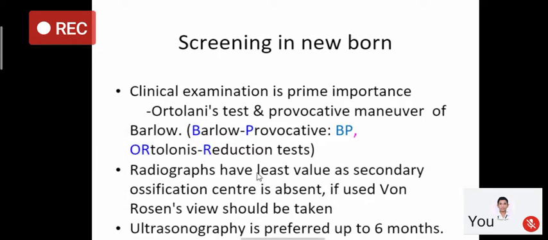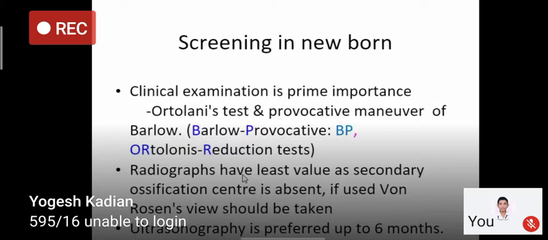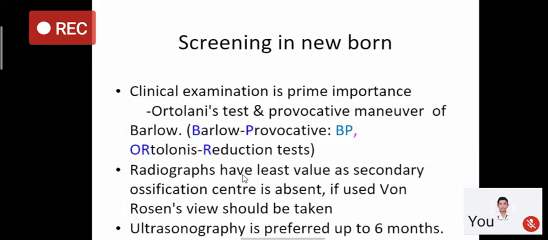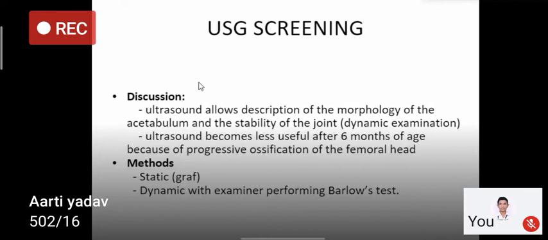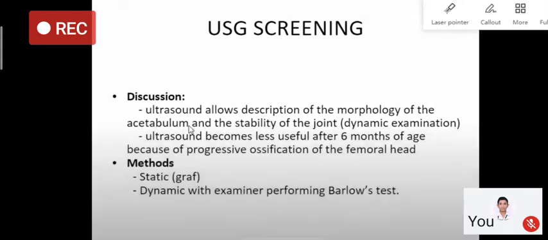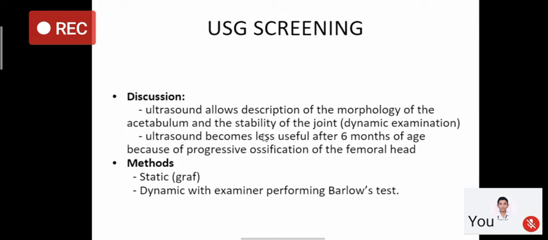The radiograph has least value as the secondary ossification centers are absent. Minimal changes you can notice in the X-rays. So ultrasonography is the preferred method before 6 months of age. USG is also a screening tool for the intrauterine as well as the neonate for dislocation of the hip. Ultrasonography allows description of the morphology of the acetabulum and stability of the joint. You can perform dynamic examination. Ultrasound becomes less useful after 6 months of age because of progressive ossification of the femoral head.